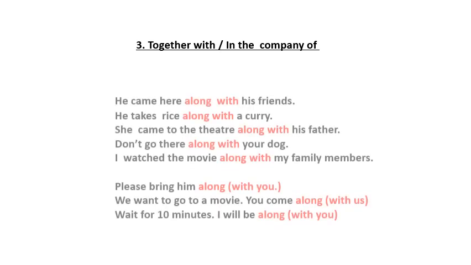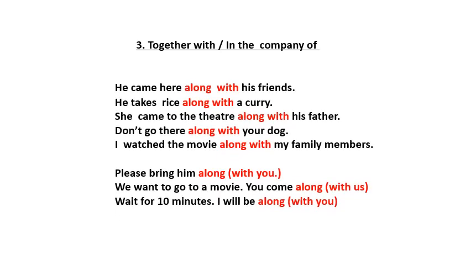We can also use along in the meaning of together with or in the company of. Look at the examples. He came here along with his friends. Here it gives the meaning together with. He takes rice along with a curry. She came to the theater along with his father. Don't go there along with your dog. I watched the movie along with my family members. Here, along with gives the meaning together with or in the company of.